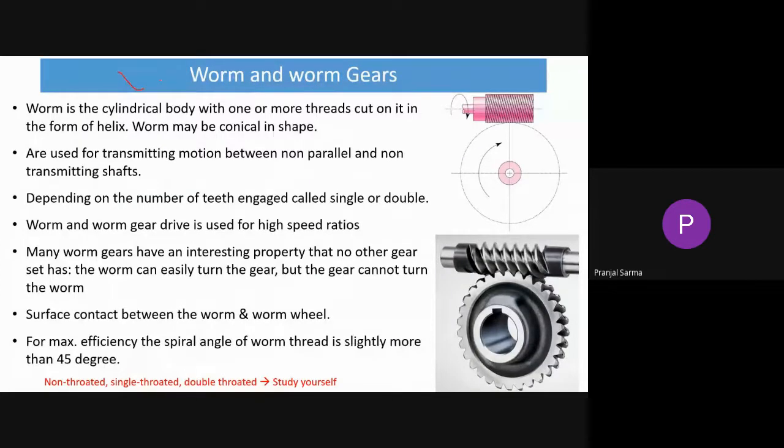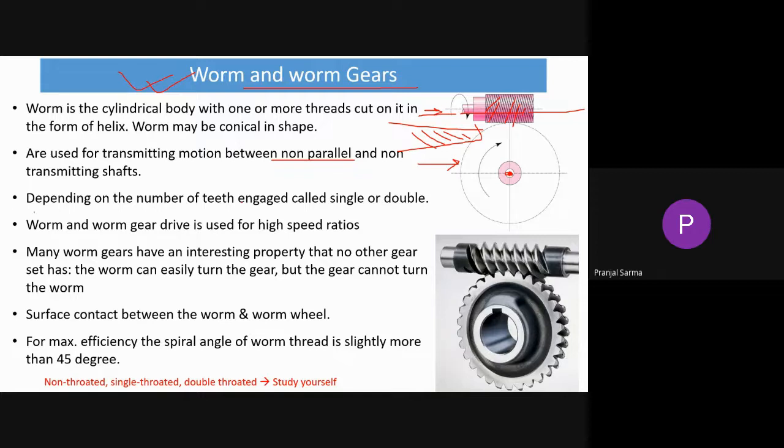Next, those who have gone through the video, it should be clear to them. So generally there are two elements, worm and worm wheel. Worm is a cylindrical body where we have one or multiple threads cut in the form of a particular helix. Sometimes it may be conical in shape also, like this kind of shape having the thread here. As you can see, this is one axis, and for this particular wheel the axis is into or out of the plane, so they are neither intersecting nor parallel. So basically non-parallel, non-intersecting skew shafts, for which we are using it.